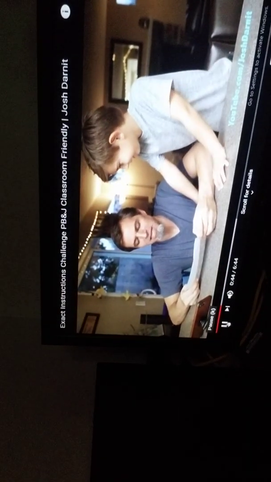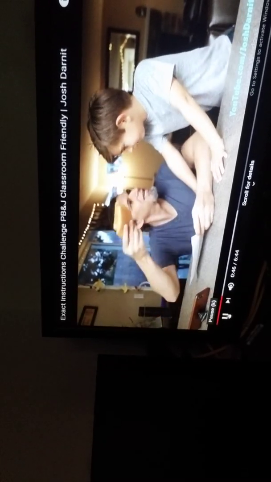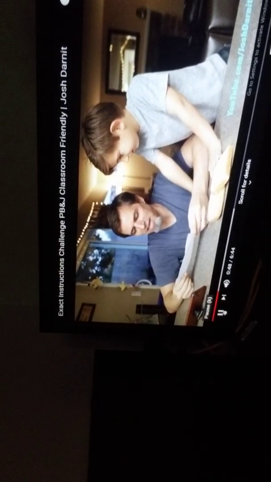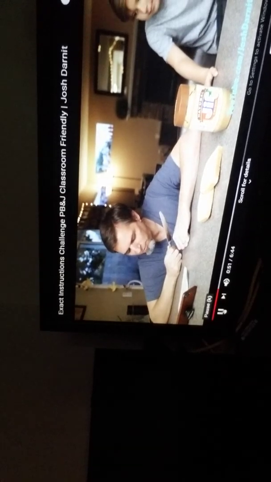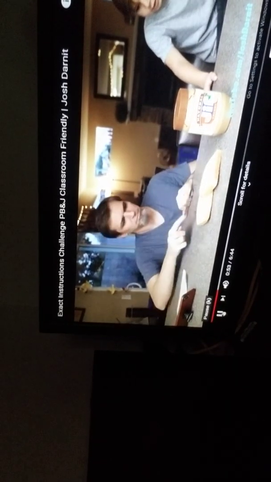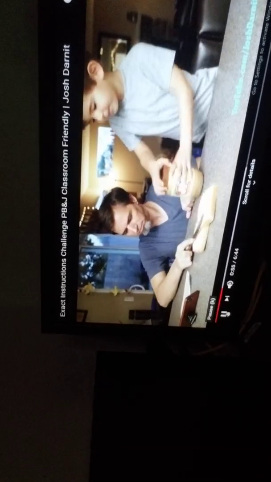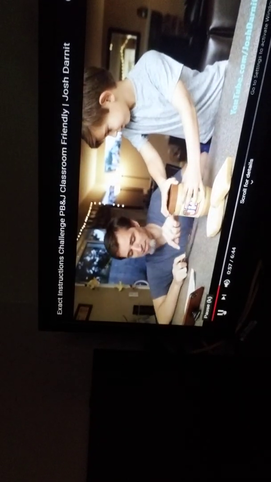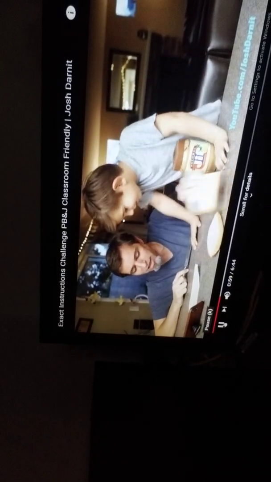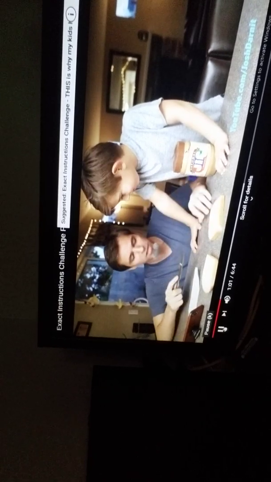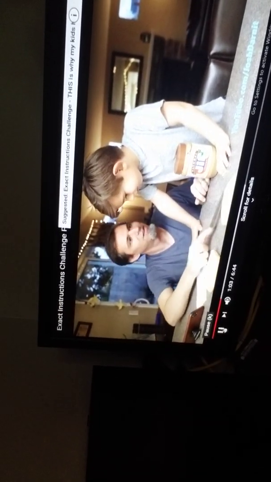Step 1. Get 2 pieces of bread out. Got 'em. Get a butter knife and get some PB. Take 1 piece of bread, spread it around with the butter knife. No, Dad, with the peanut butter. I'm just doing what it says. It says take 1 piece of bread, spread it around with the butter knife.